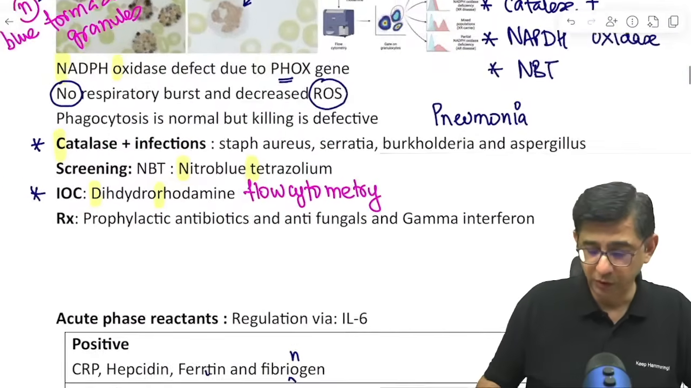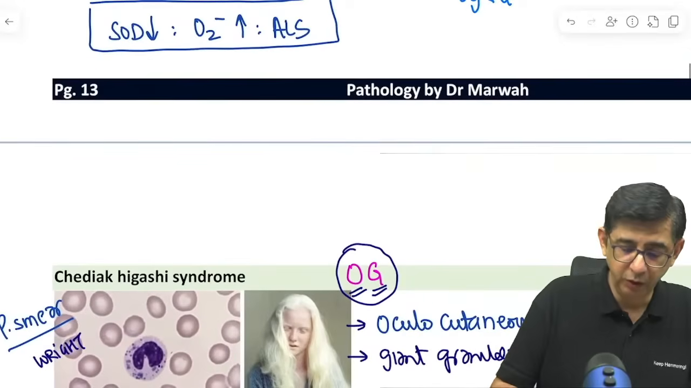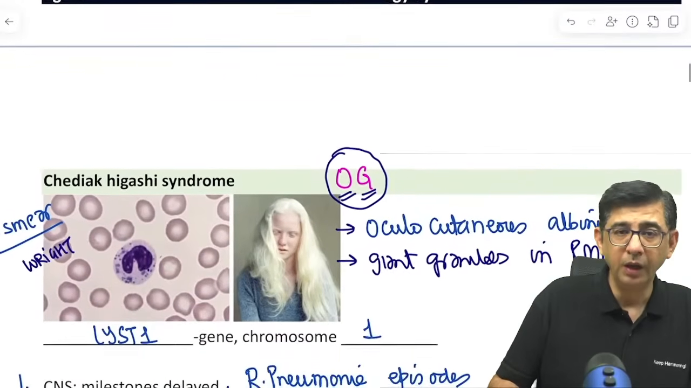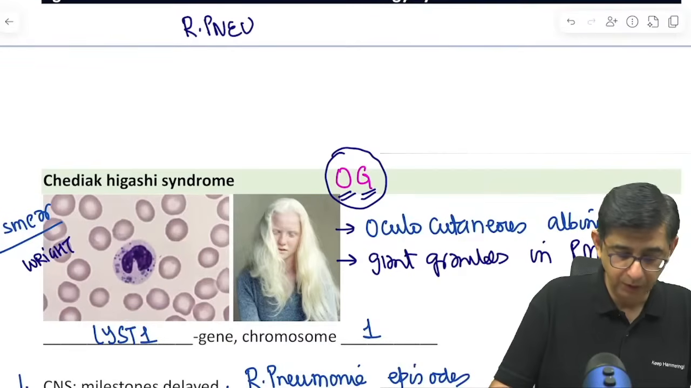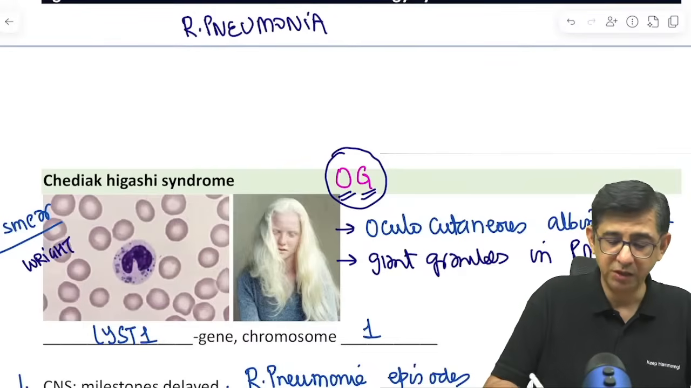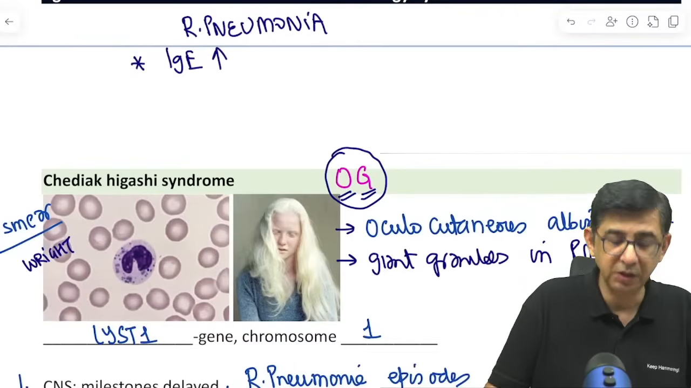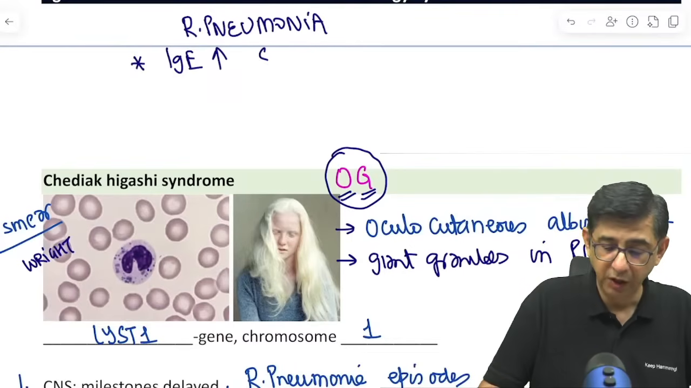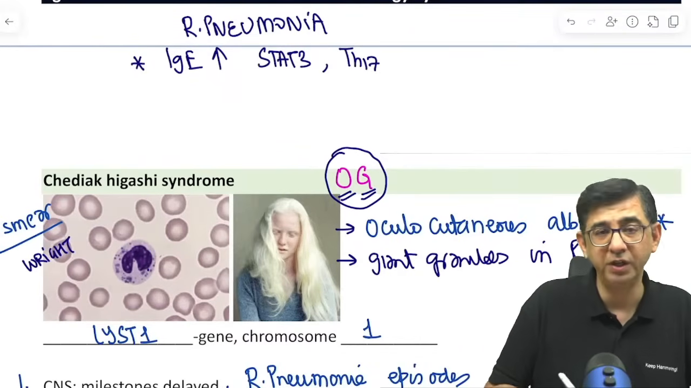So both of these questions will talk about recurrent pneumonia. In fact, we can do this quick activity at the moment. Anytime we get a question on recurrent pneumonia episodes, there are certain possibilities which are to be considered. One of them will be, he might say immunoglobulin E levels are elevated in a patient. Then he will say STAT3 mutation, though I'll talk about it subsequently also, but TH17 neutrophilic recruitment is defective.